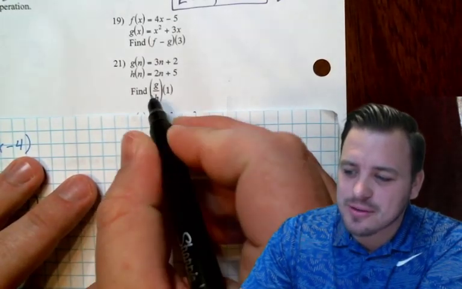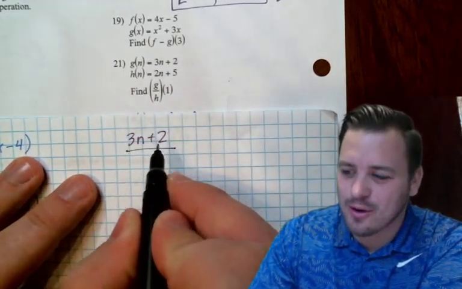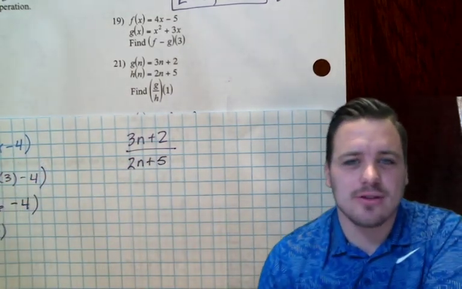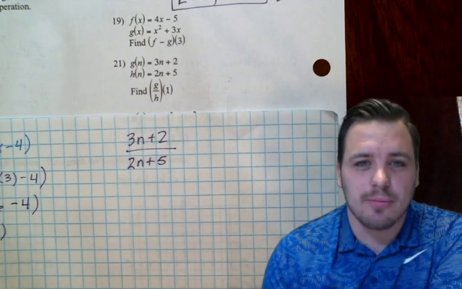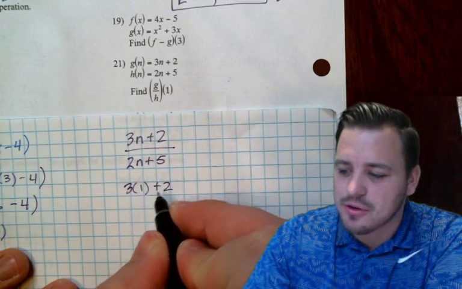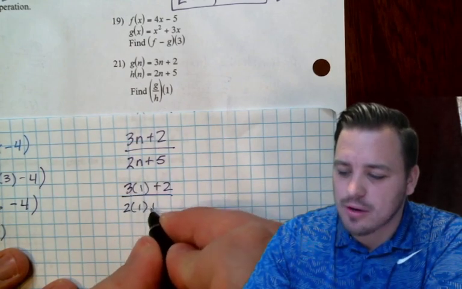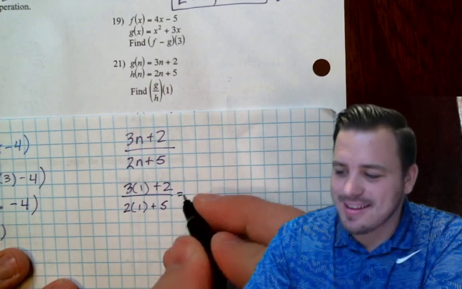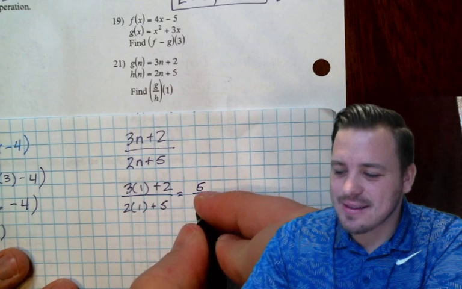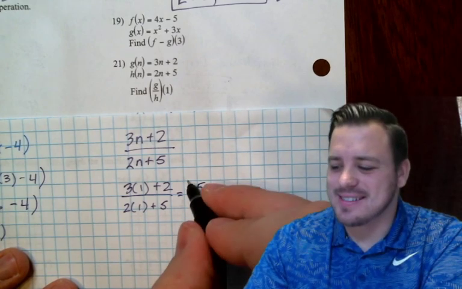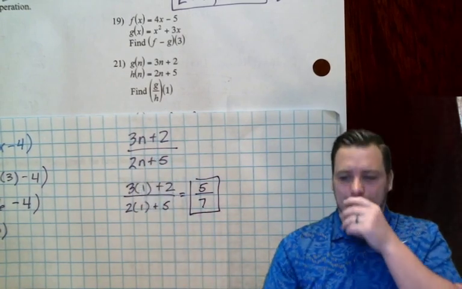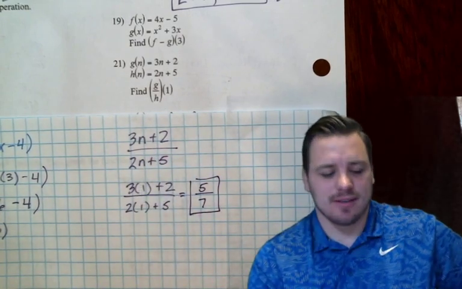3n plus 2, this is g over h, over 2n plus 5. And I promise you I'll be getting crazy emails like, I didn't know this was going to be like this. So we plug in: 3 times 1 plus 2 over 2 times 1 plus 5. That should be 5 over 7. So we're just going to plug in there and get 5 over 7.